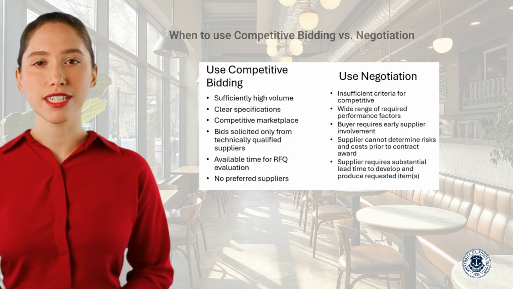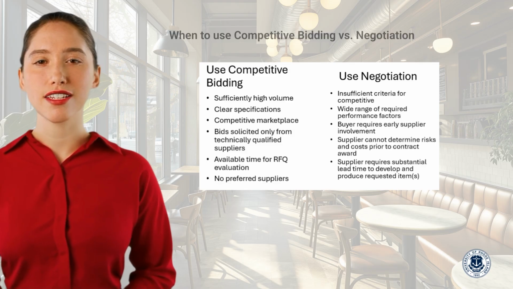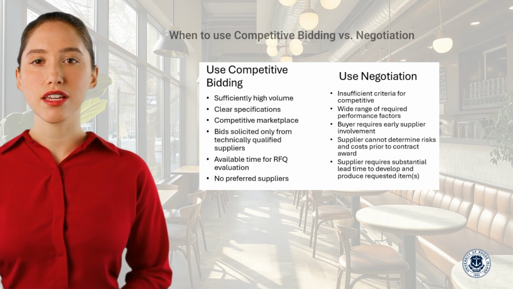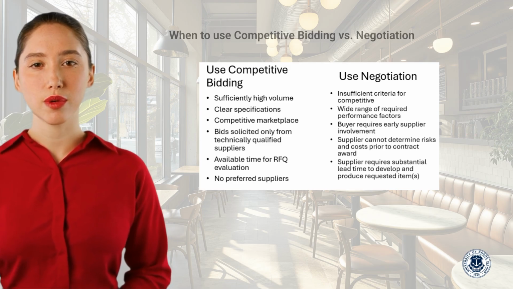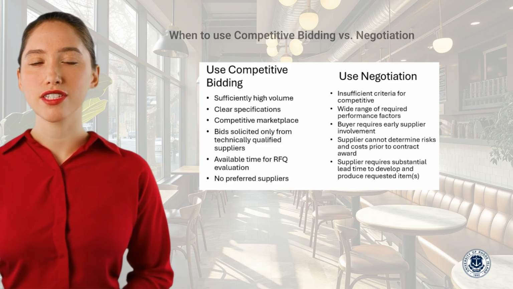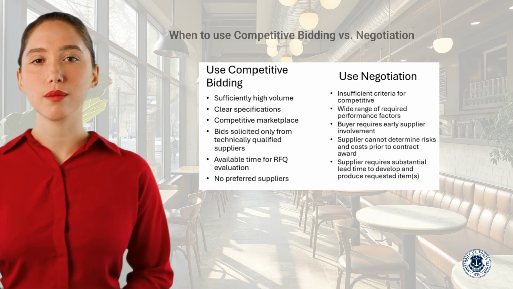Competitive bidding works best when requirements are clear, volume is high, qualified suppliers exist, and sufficient time is available. It also works best in situations where no preferred suppliers exist. Competitive bidding ensures fairness and cost competitiveness when the specifications are stable and well-defined.